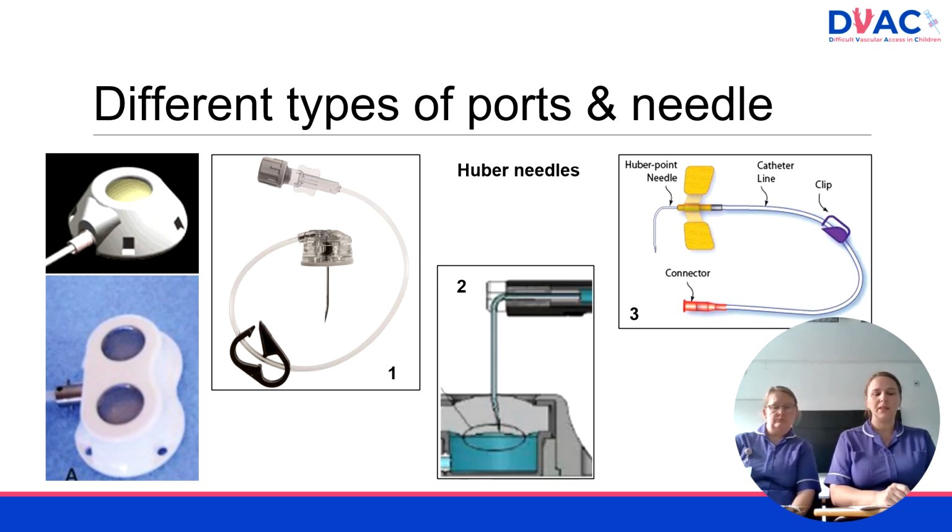And a Huber needle is a specialised needle with a non-coring tip with a side-facing bevel that must be used when accessing a Portacath because it prevents damage to the silicone and extends the life of the Portacath. There are lots of different types of needles that you can get, and a few of these on the screen are examples of those.